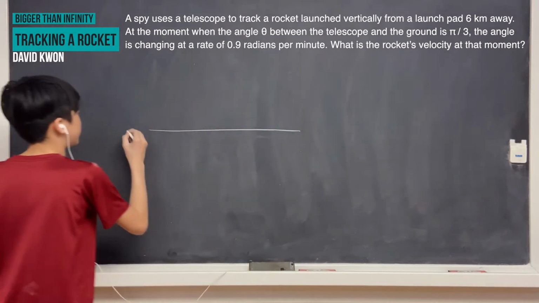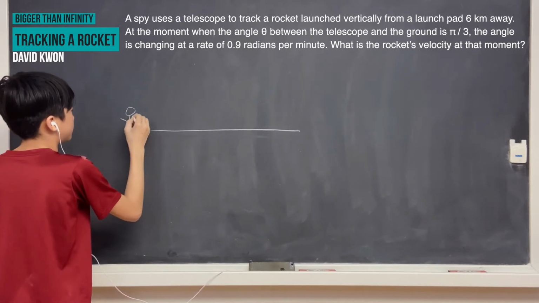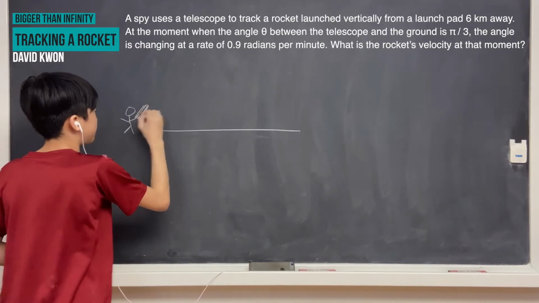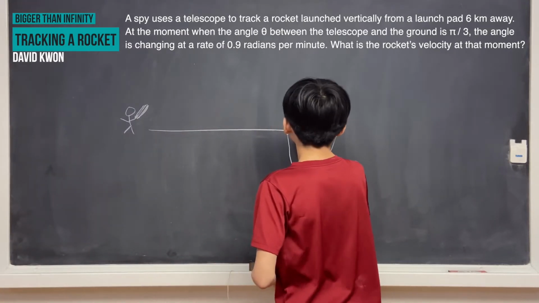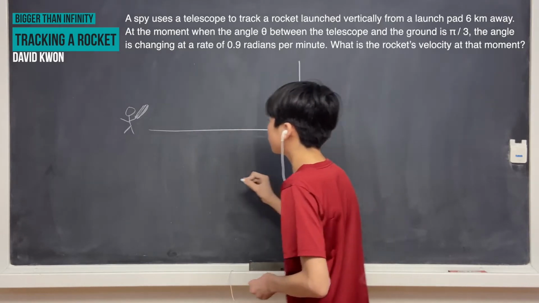So here we have a spy with its telescope to look at the view of a rocket that is about to go off, and we will call this variable x.